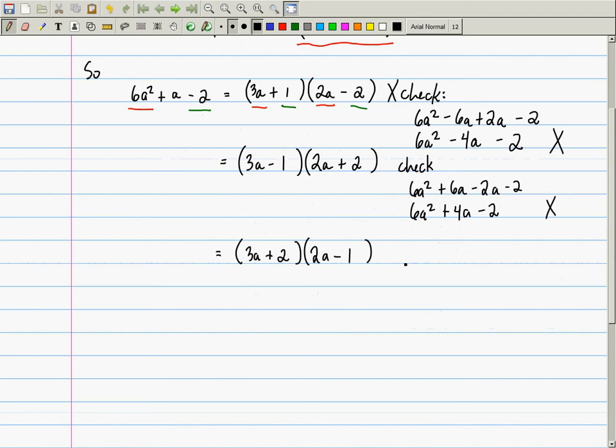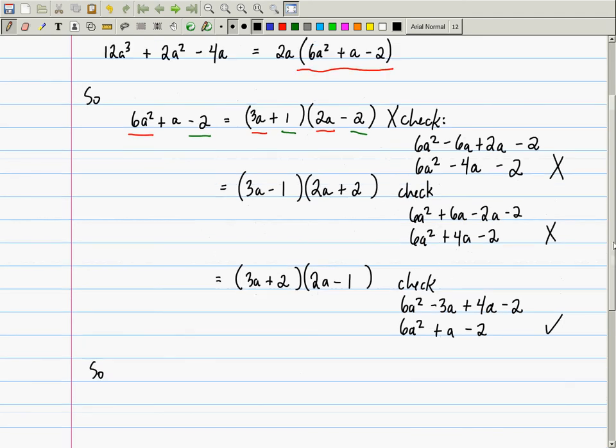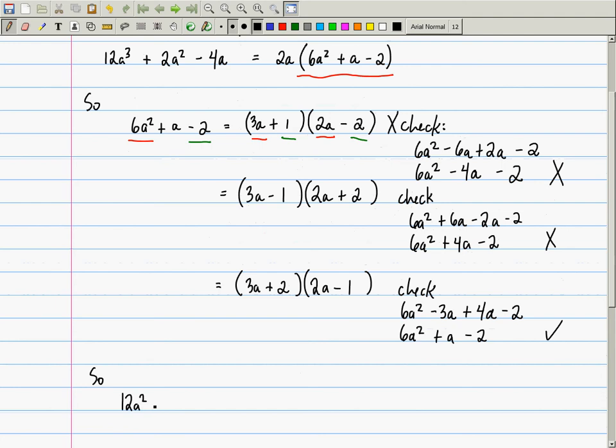So then we'll check. So then 6a squared and then minus 3a plus 4a minus 2. So that will be 6a squared plus a minus 2. Is that the one that we wanted? That's it. So the answer to the original question is that 12a cubed plus 2a squared minus 4a can be factored as 2a and then multiplied by what? Right, 3a plus 2 multiplied by 2a minus 1.